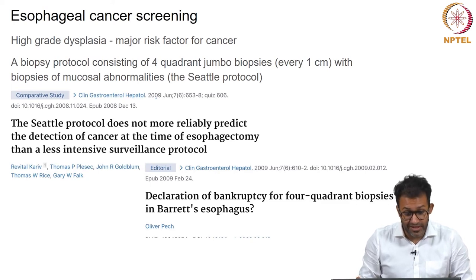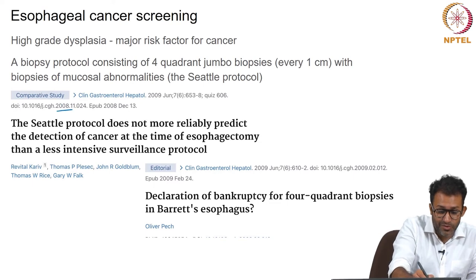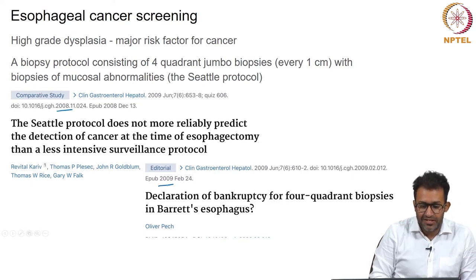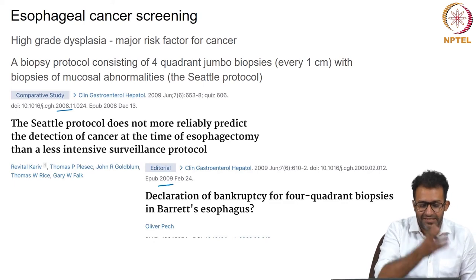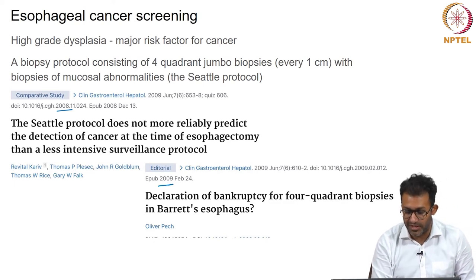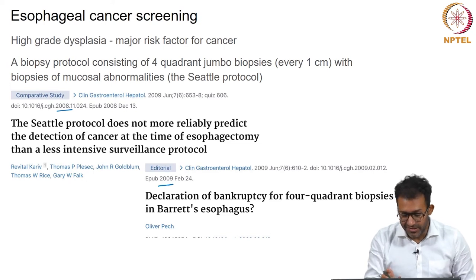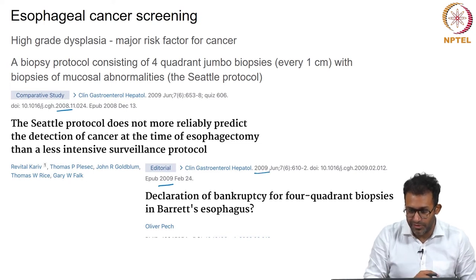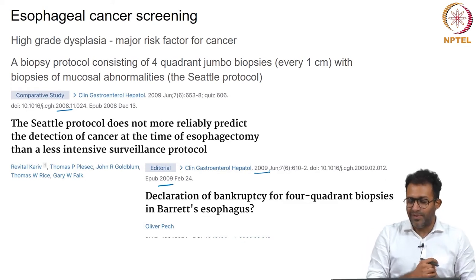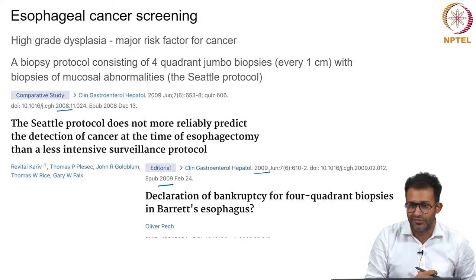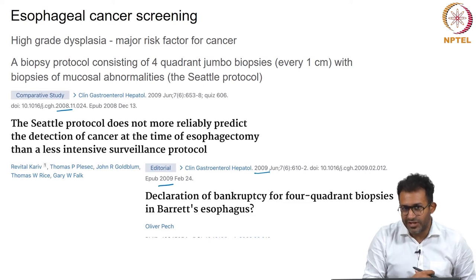But if you look at these studies, as early as 2008 and 2009, the Seattle protocol does not reliably predict the detection of cancer at the time of esophagectomy better than a less intensive surveillance protocol. Then there is this 2009 paper, which is even more striking on the face: declaration of bankruptcy for 4 quadrant biopsies in Barrett's esophagus. So is it really obsolete?